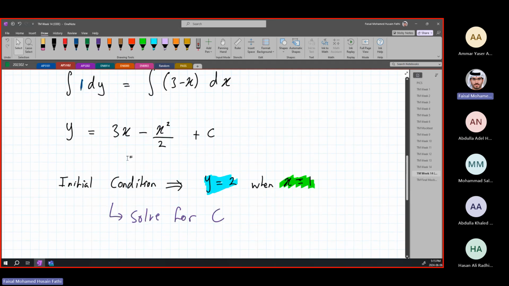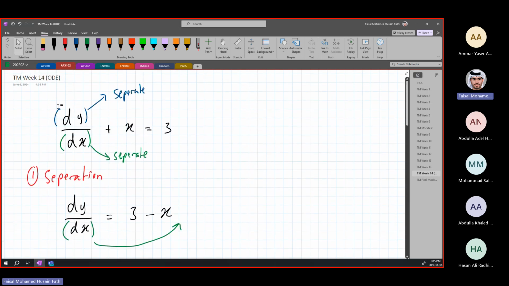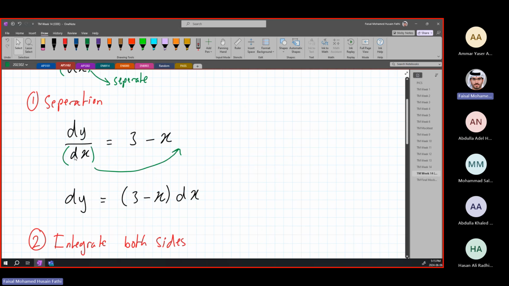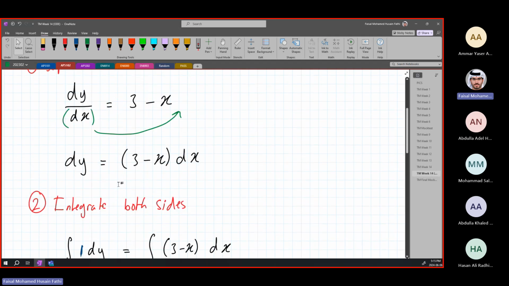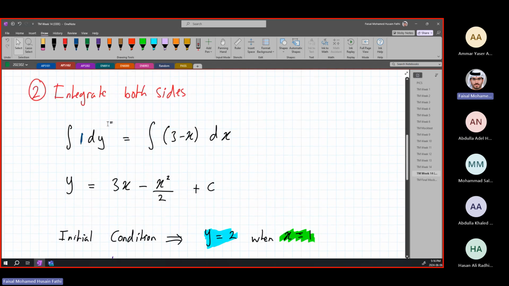The idea is, again, we first separate our dy and dx. Once you separate them, you group up your x with the x values. Basically, in this case, it automatically happened. And your dy with your y values. We don't have any y values in this example. Once you have grouped them up this way, you're going to integrate both sides.